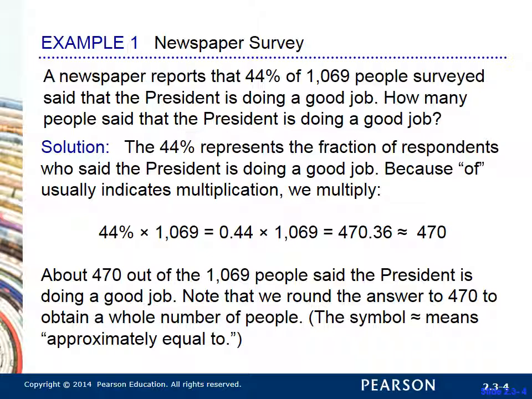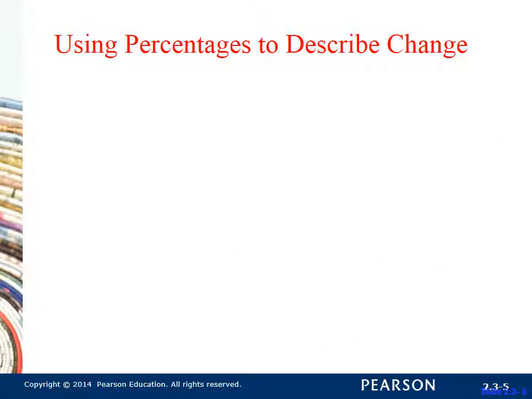So notice, again, we did round to the whole number of people, and that wiggly equal sign means approximately equal to. It lets us know that you rounded. The exact answer has the straight equal. The rounded answer has the wiggly equal, meaning approximately equal to.